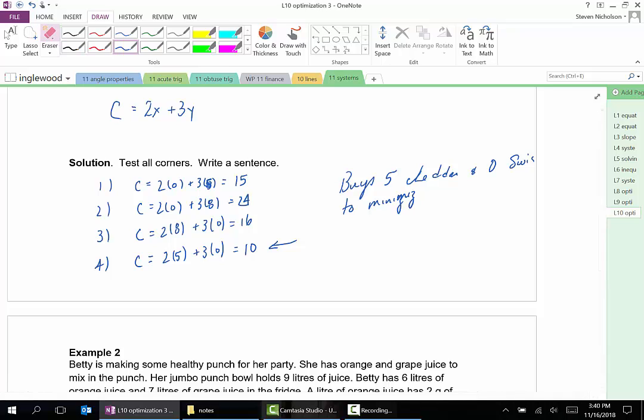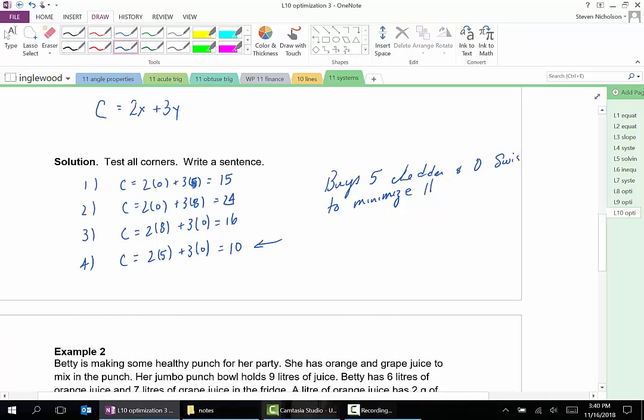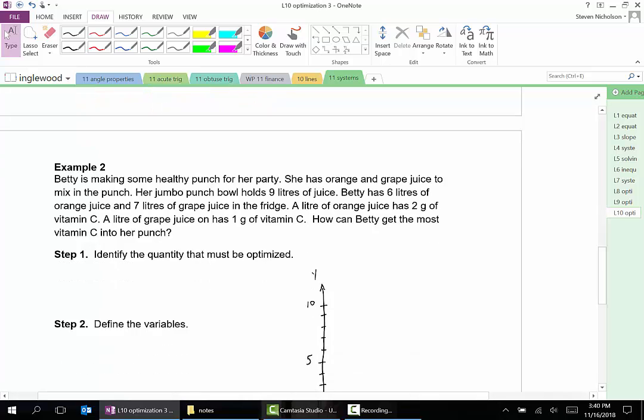Minimize the cost. So again, we're just summing up everything we've done over the last couple of classes.